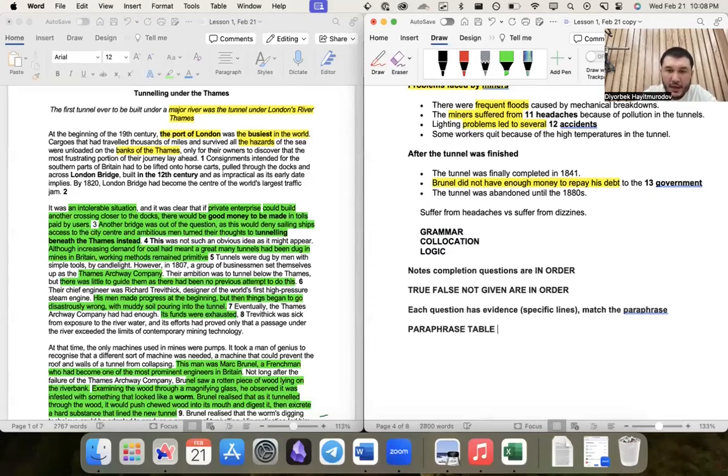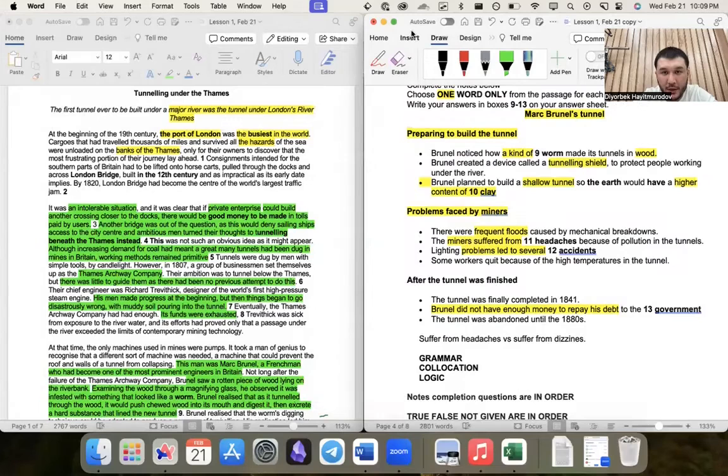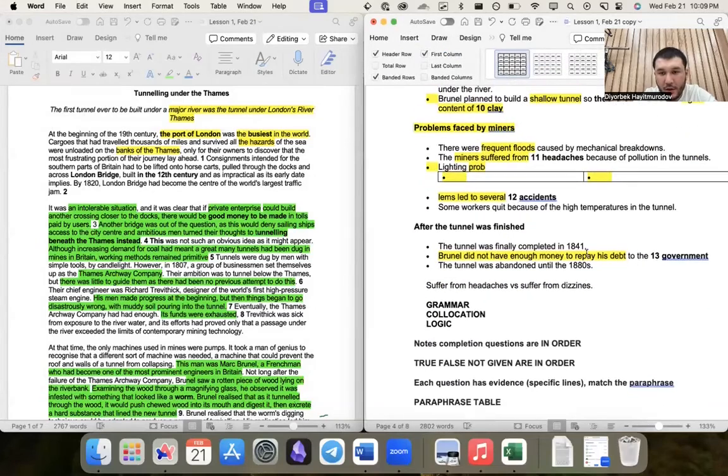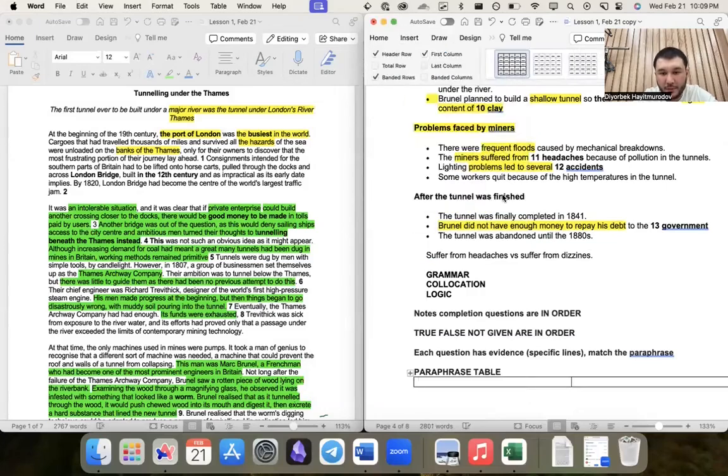Guys, can we make a very quick paraphrase table for this one? All right, let's do this. Just a second, I'm going to be inserting a table. Oh, I don't want to put it here, I want to put it here. I want to make a paraphrase table.